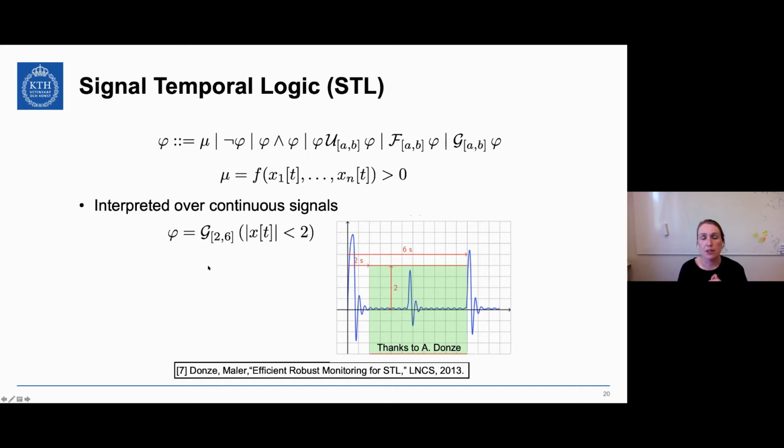So now when we are interpreting STL, we are interpreting them over continuous signals, and I borrowed this picture from Alex Donze, one of the authors of the signal temporal logic, because it illustrates very nicely what the logic is about. So this formula is saying to us always between 2 and 6. So it can be read as whenever the time is between 2 and 6, the value of the signal should be below 2. And this is what's happening here. The green square represents the time between 2 and 6 seconds, and the absolute value of the signal is smaller than 2, and you can see that the formula holds.